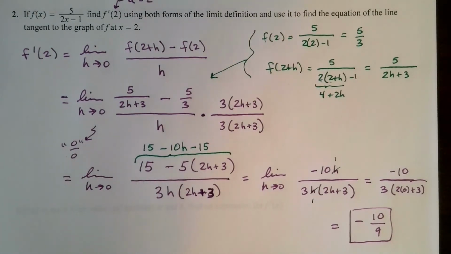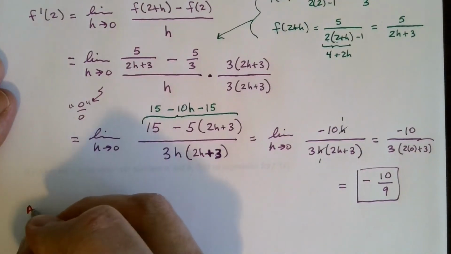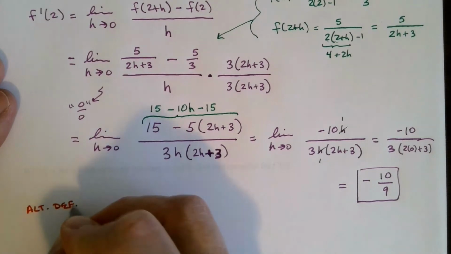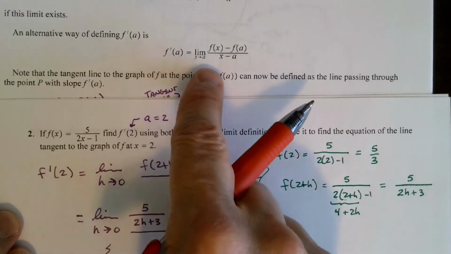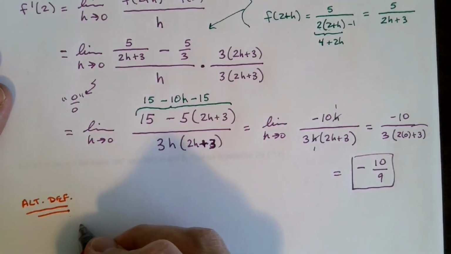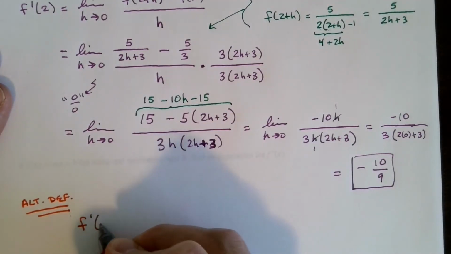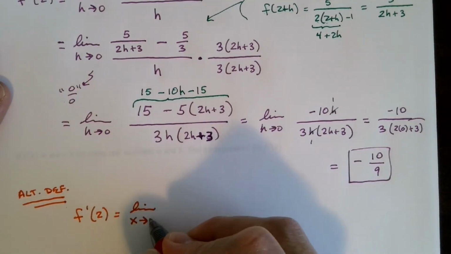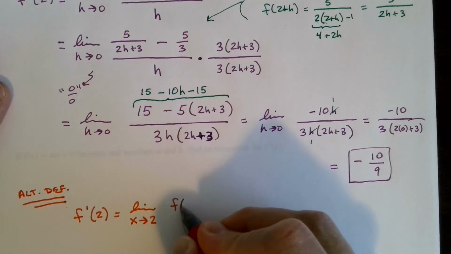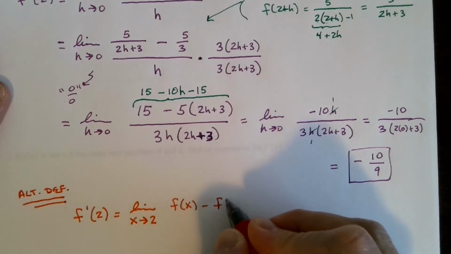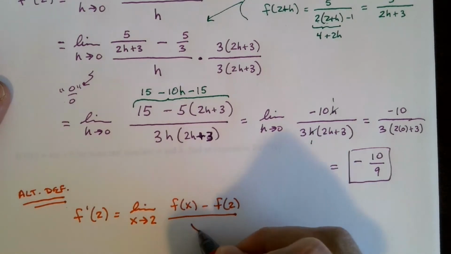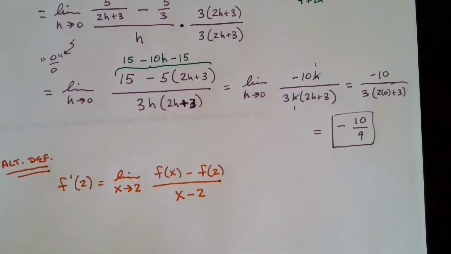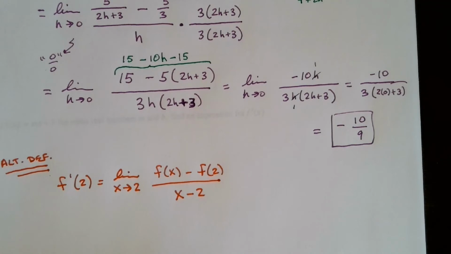All right. Let's look at the alternative definition. So that's this one here. F prime of A is the limit as x approaches A. If you remember, again, A is 2. So it's the limit as x approaches A, or 2. And it's going to be f of x minus f of A, where A again is 2, over x minus A, where again A is 2. So what do we get?